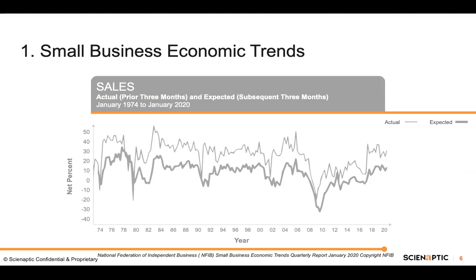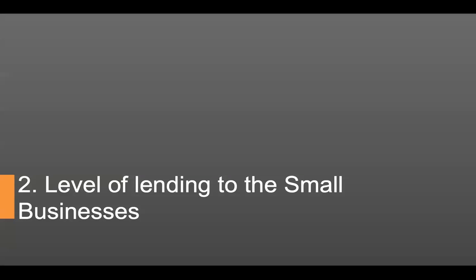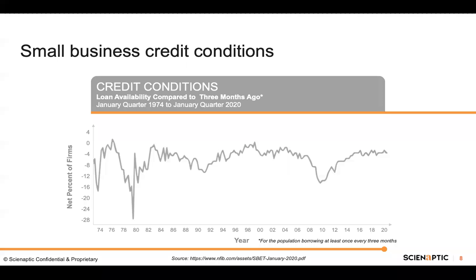Now, net of that, if the virus doesn't take the world down, the outlook for small business in particular for 2020 appears to be quite positive and optimistic. So with that, I want to jump to the second section to understand what is the level of lending available to the small businesses. And again, there I would rely on this report published by NFIB.